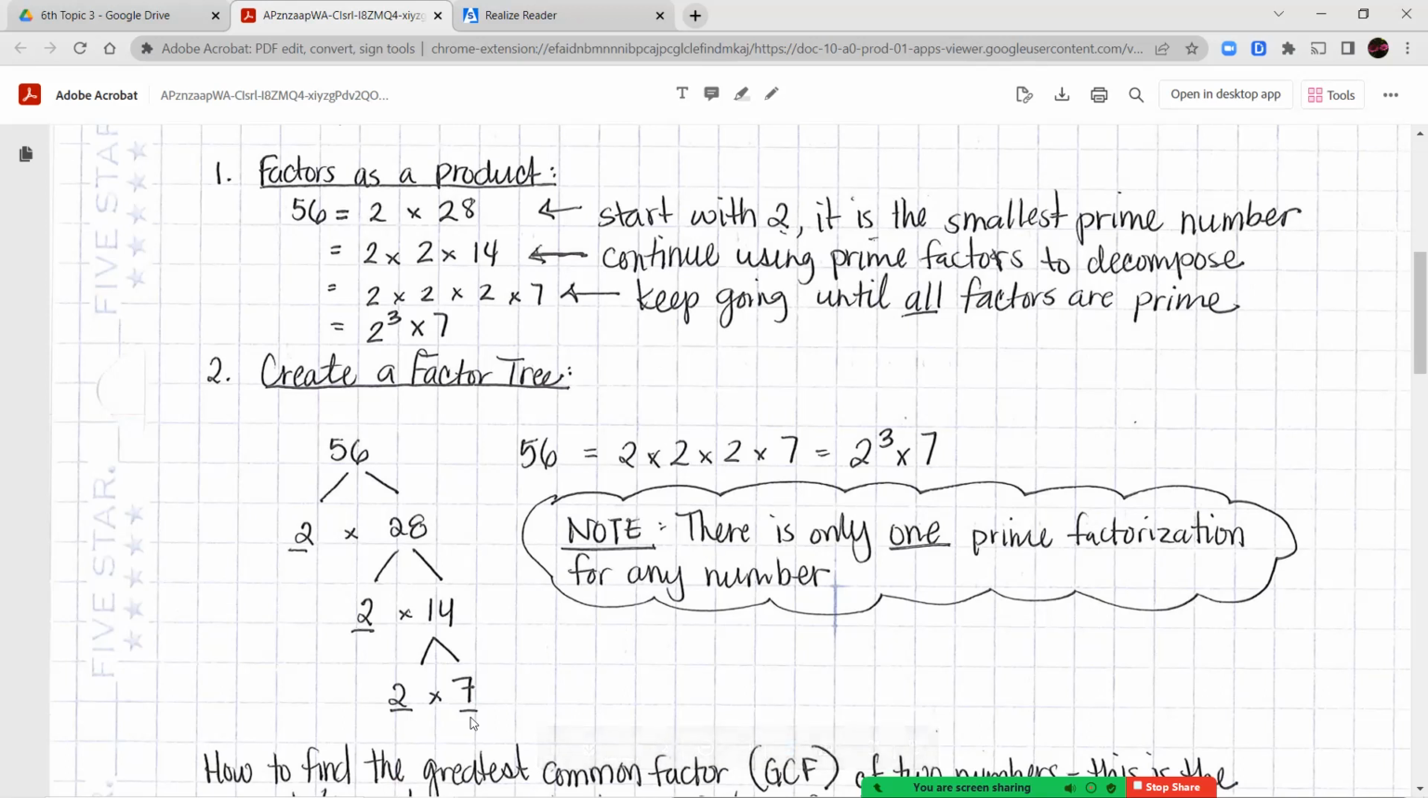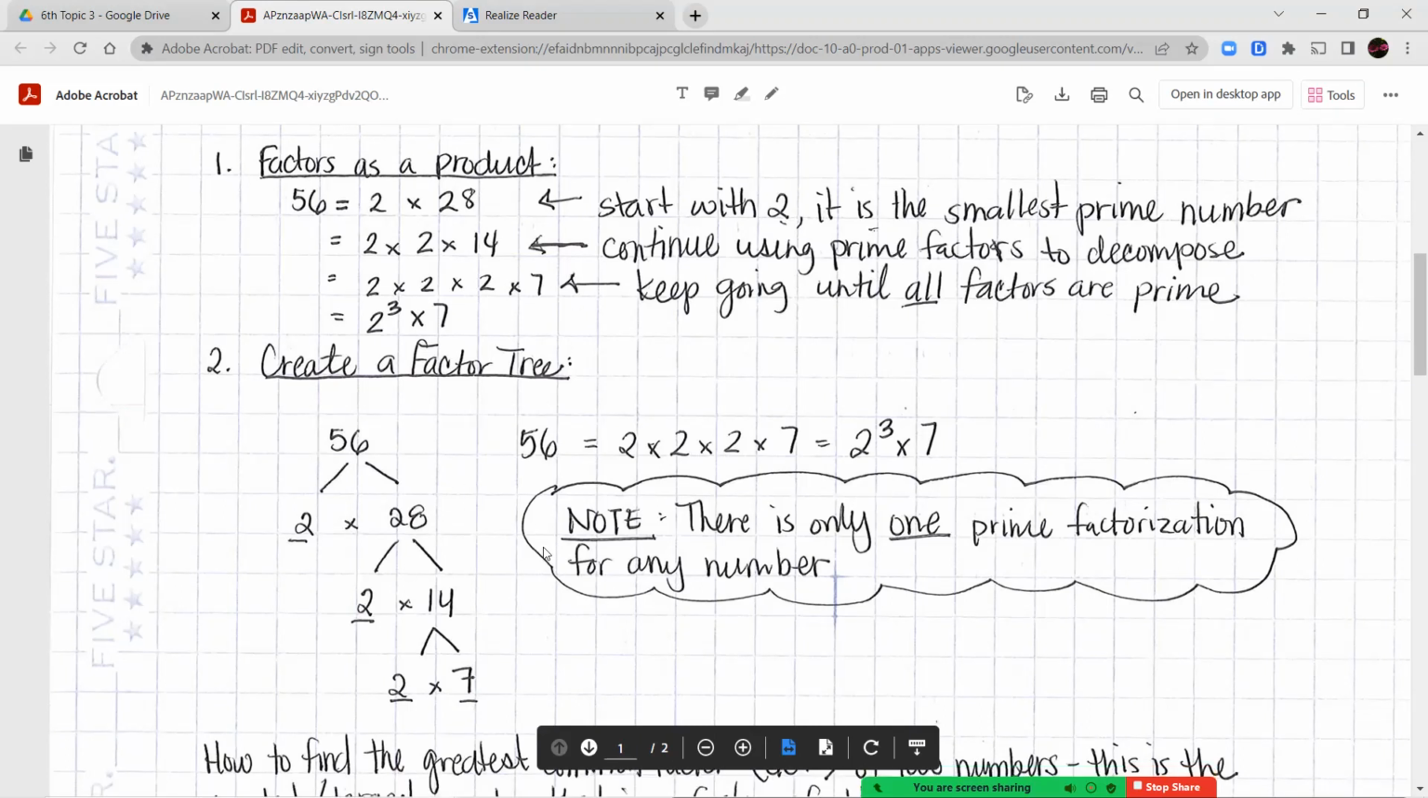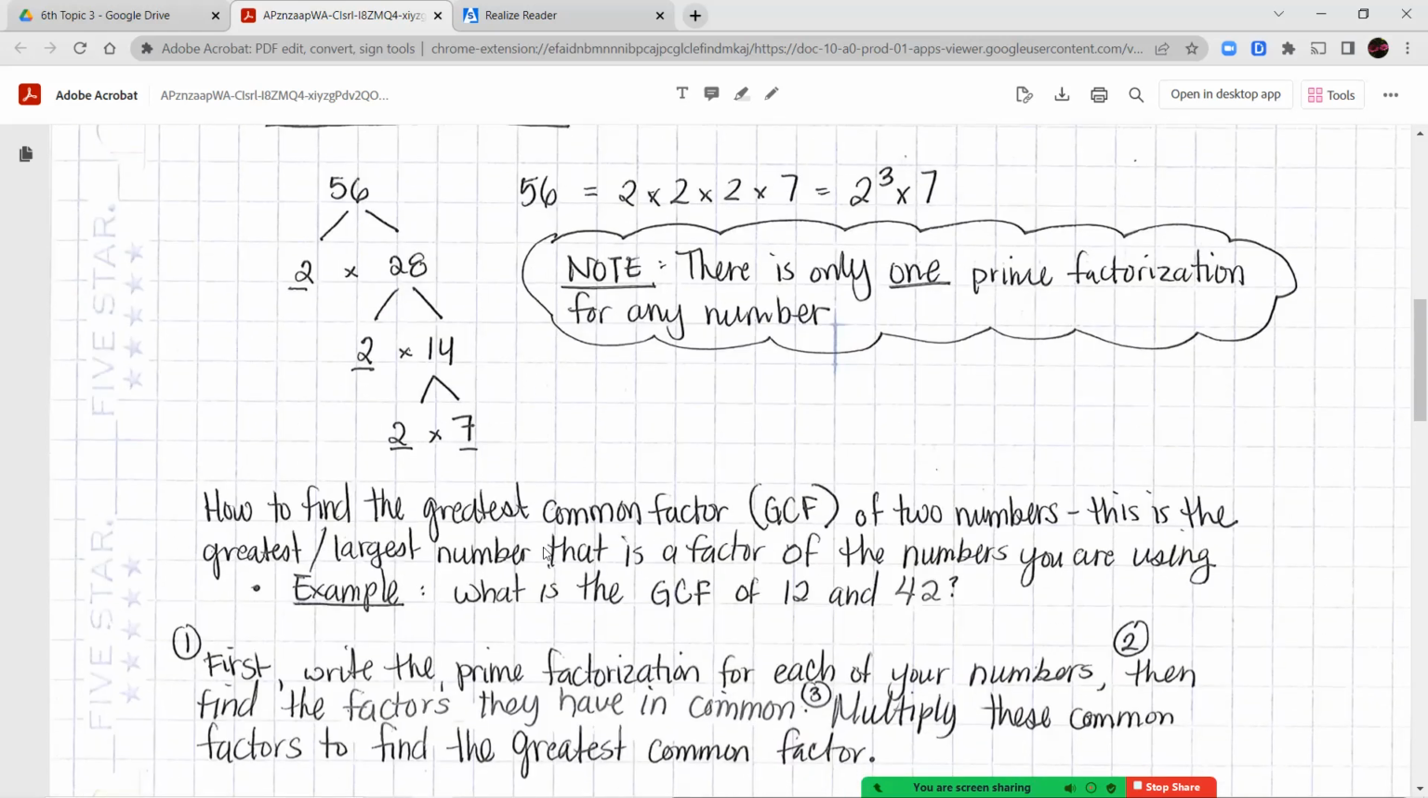No matter which strategy you choose to use, you're going to end up with the exact same answer. So if you're more comfortable doing it as factors of a product, or if you're more comfortable doing it as a factor tree, whichever way you do it, you're going to get back to the same answer.